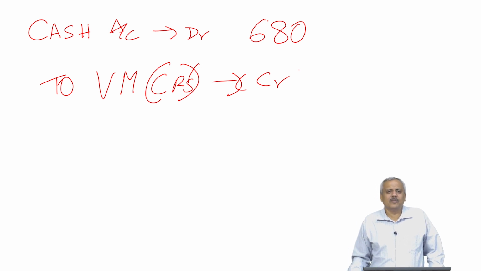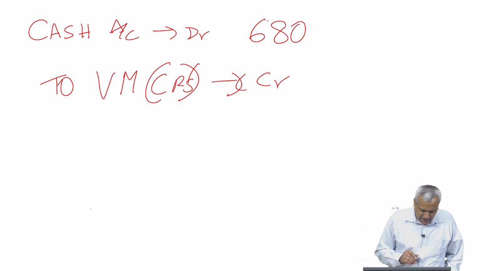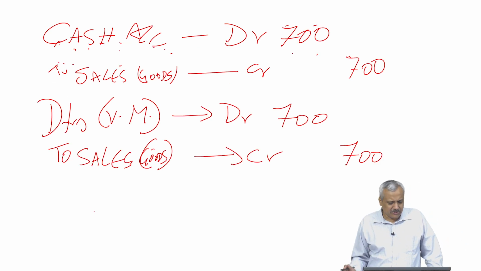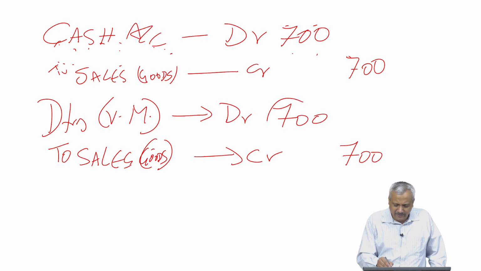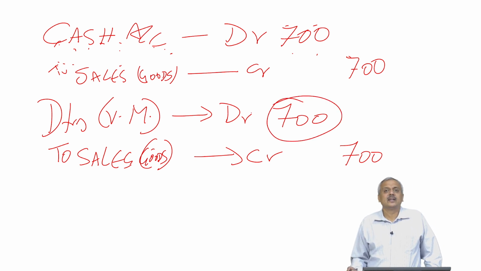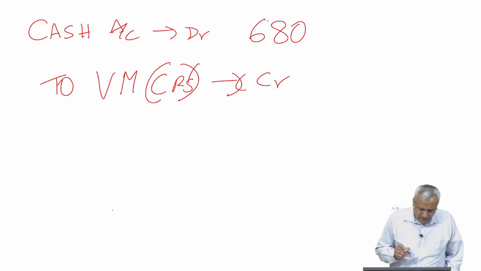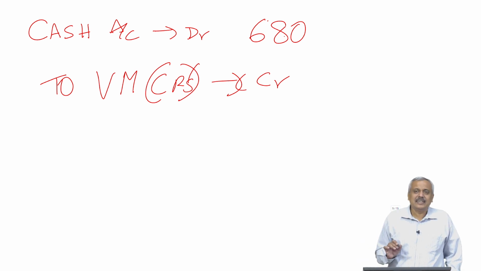How much are you giving? How much was he supposed to give? If you look at the previous transaction, he was supposed to give me $700. How much is he giving me as of now? He was willing to give me 700, but I have given a discount of $20 to him. So, cash, I basically got 680.